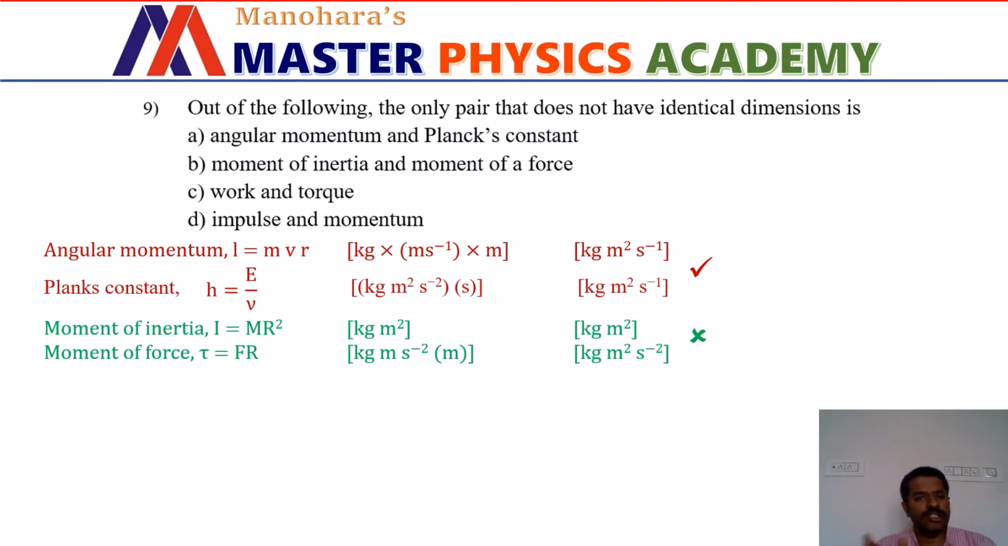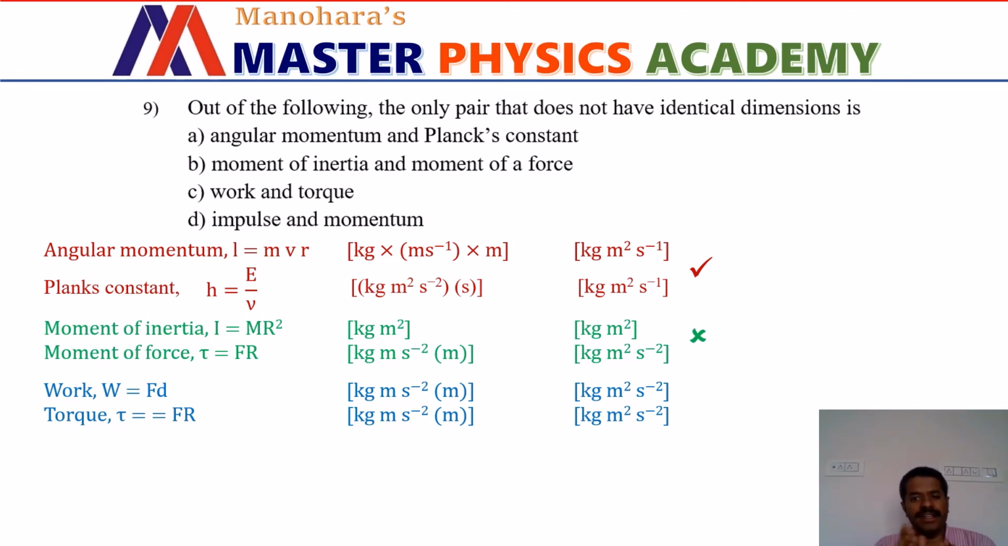Let us also look at option C and option D just for understanding. Here, work is defined as force into displacement. Hence, its unit becomes kg meter squared per second squared. And torque is defined as force into displacement. Hence, its unit is also kg meter squared per second squared.